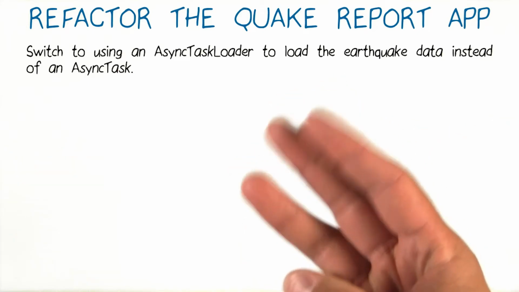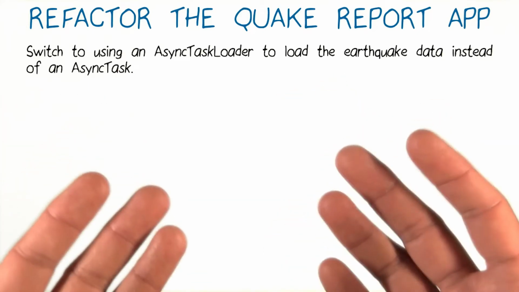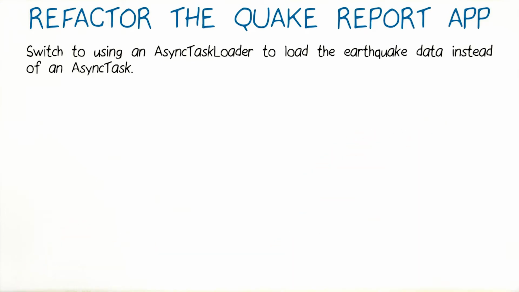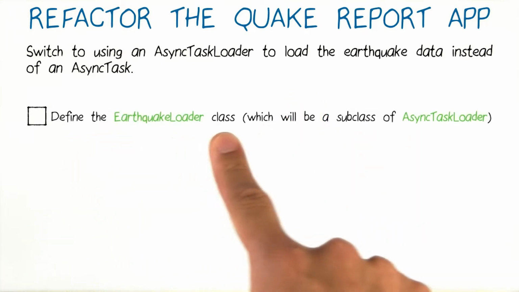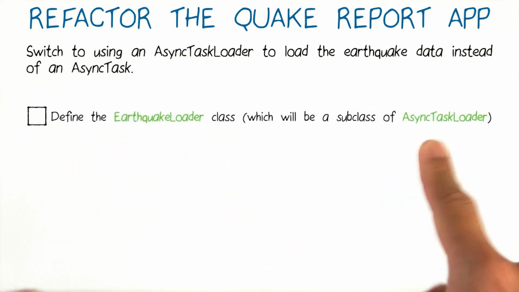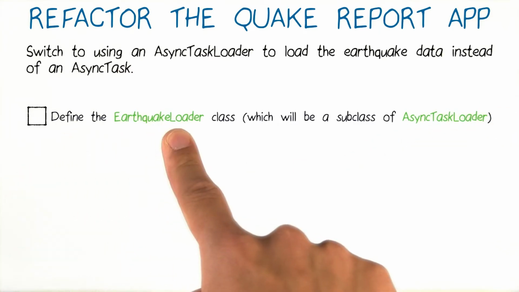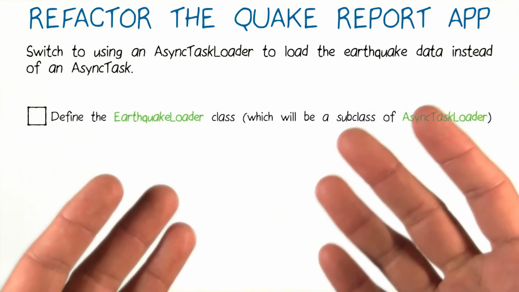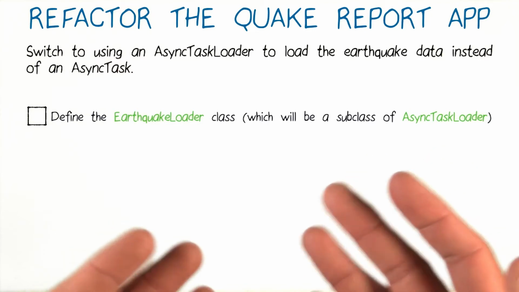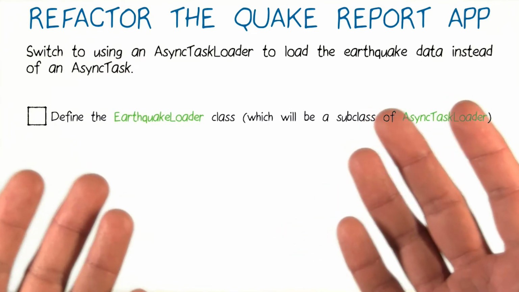There are 3 pieces we need to put together to swap out our async task for an async task loader. First, we need to write a subclass of the async task loader, which we'll call the earthquake loader class. The most important method is loadInBackground, which works just like async task's doInBackground.